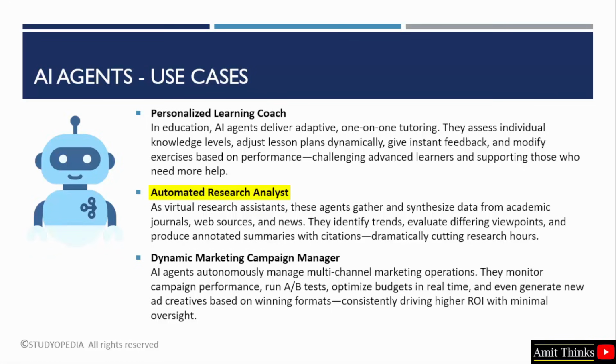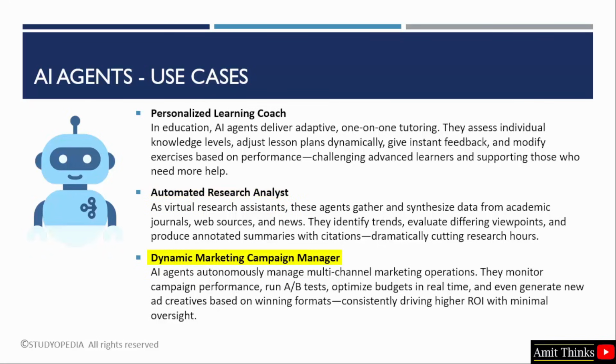Next is automated research analyst. Functioning as virtual research assistants, AI agents streamline the entire research process. They collect and synthesize information from academic journals, online sources, and news outlets. By spotting emerging trends, comparing diverse perspectives, and generating annotated summaries with citations, these agents drastically reduce the time and effort required for comprehensive research.